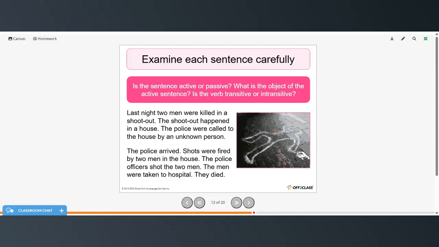The shootout happened in a house. There's no object, so this one is intransitive. The police were called to the house by an unknown person. This one is already passive. The police arrived. There is no object, so we have an intransitive verb here. Shots were fired by the 2 men in the house. This one is already passive.